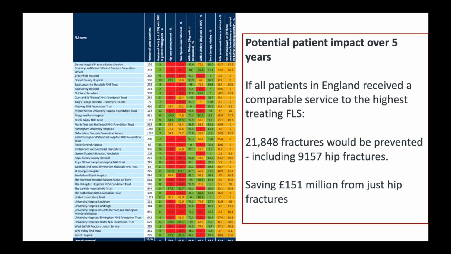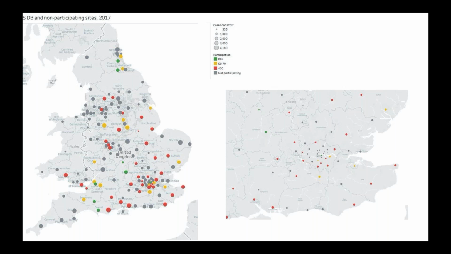And then you can do cool things like this. You can draw a map of your country. You can color all the hospitals that have hip fracture services, or trauma services. And then if they have an FLS, you color them. If they're great for identification, you color them green. If they're getting there, they're yellow. And if they're less than 50%, you color them red.